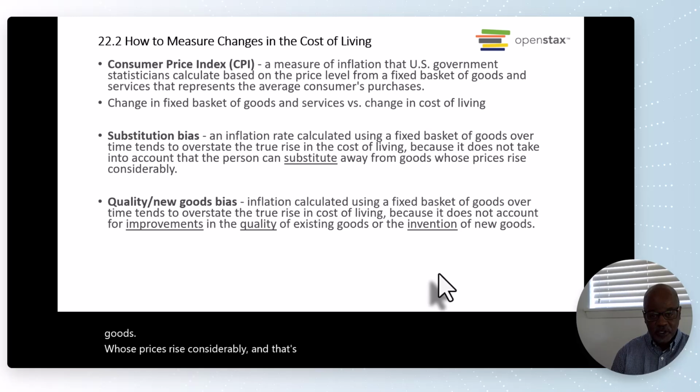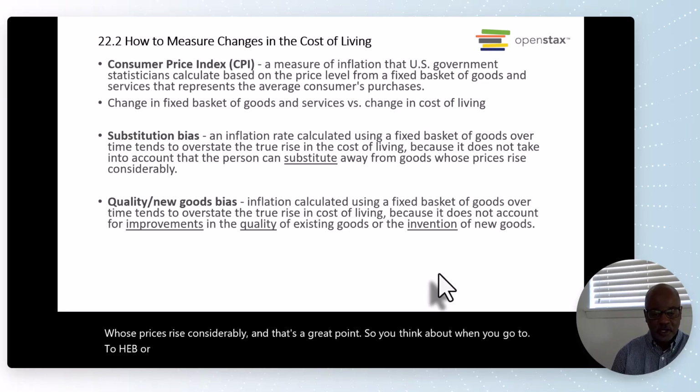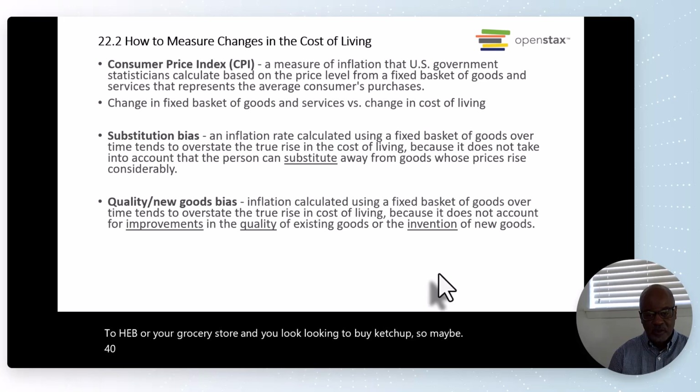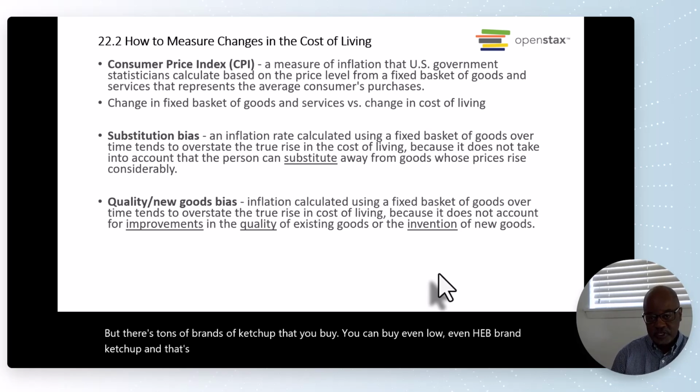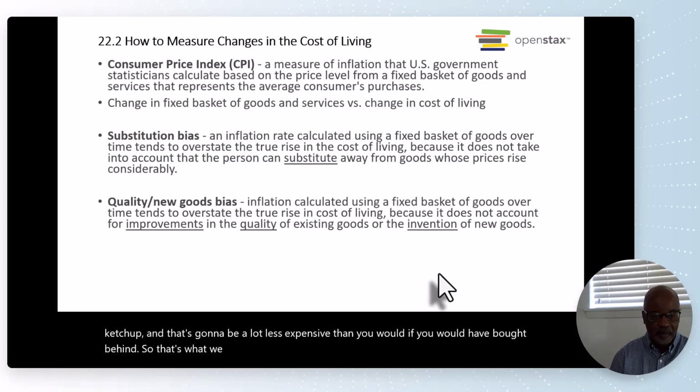So you think about when you go to HEB or your grocery store and you're looking to buy ketchup. Maybe 40 years ago, the only ketchup in town was Heinz ketchup. But now there are tons of brands of ketchup that you can buy. You can buy even HEB brand ketchup, and that's going to be a lot less expensive than if you would have bought the Heinz. So that's what we mean by substitution bias.